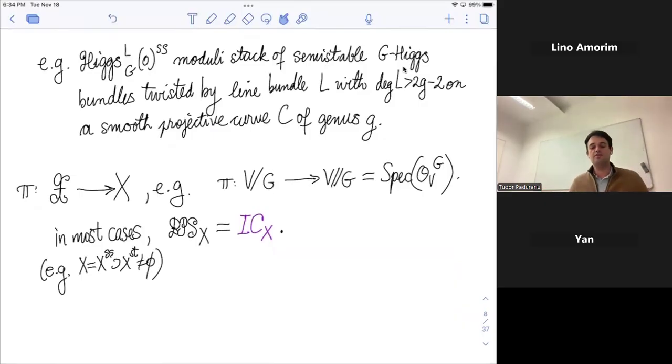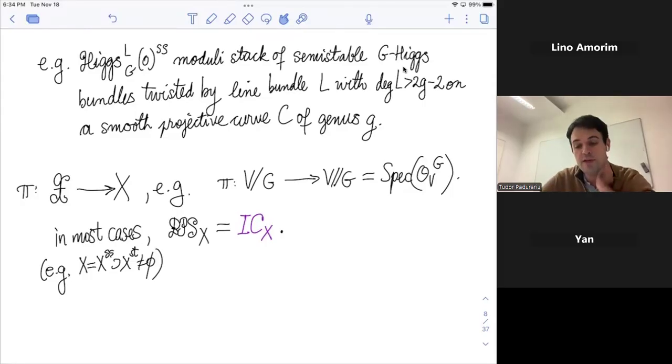This is a setting from last time. So curly X is our stack with good moduli space straight X. A standard example is we have a global quotient stack V mod G, and the good moduli space will be V double bar G, the affine quotient, which is the affine scheme with ring of functions the G-invariant functions on the affine space V.